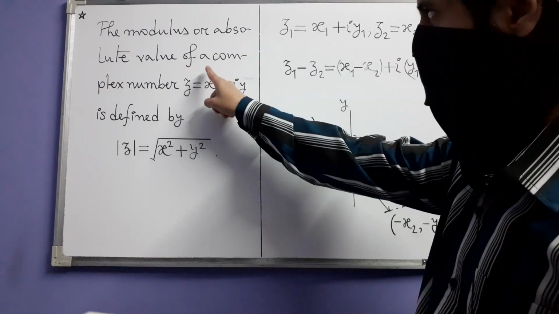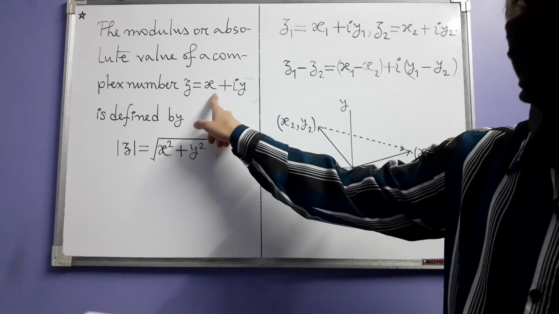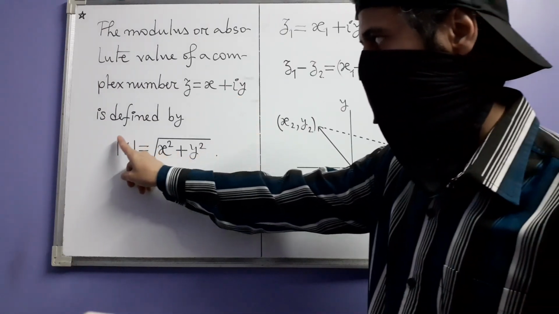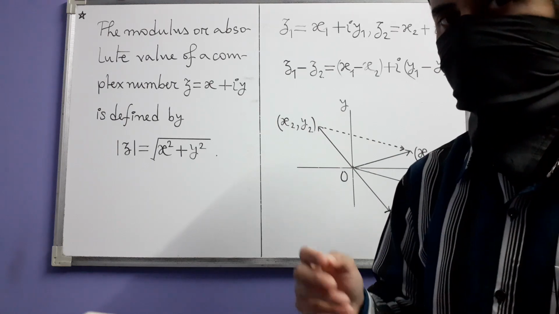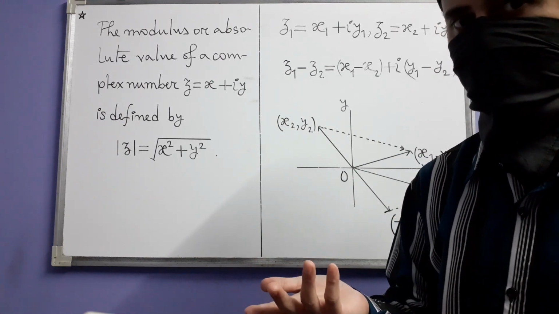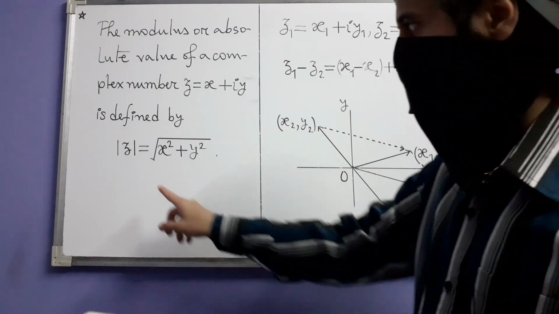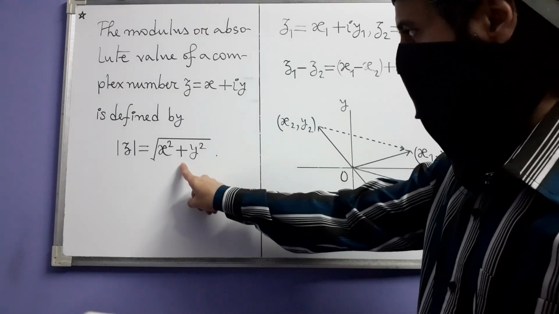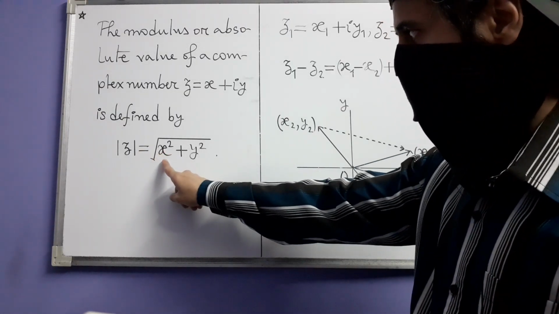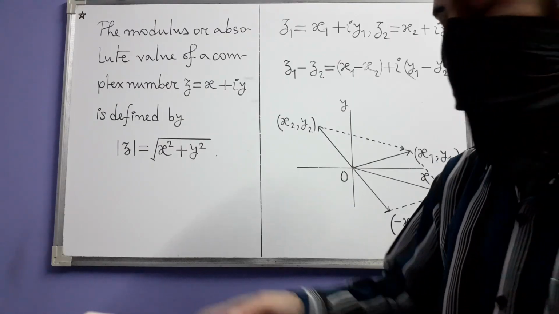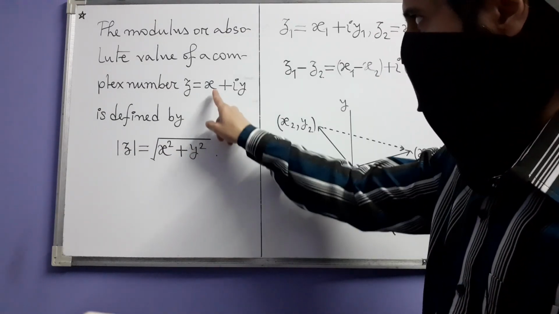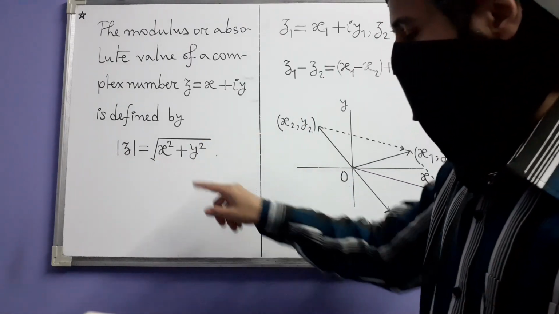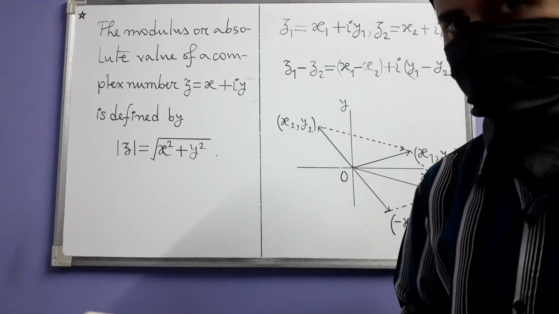The modulus or absolute value of a complex number z, which is equal to x plus iy, is defined by this equation. This is the notation for the modulus of z, which is identical to how we write the modulus or absolute value of a real number. We just enclose it within two vertical bars, and the definition is this. By definition, this equals the square root, non-negative square root of x squared plus y squared, real part squared plus imaginary part squared.